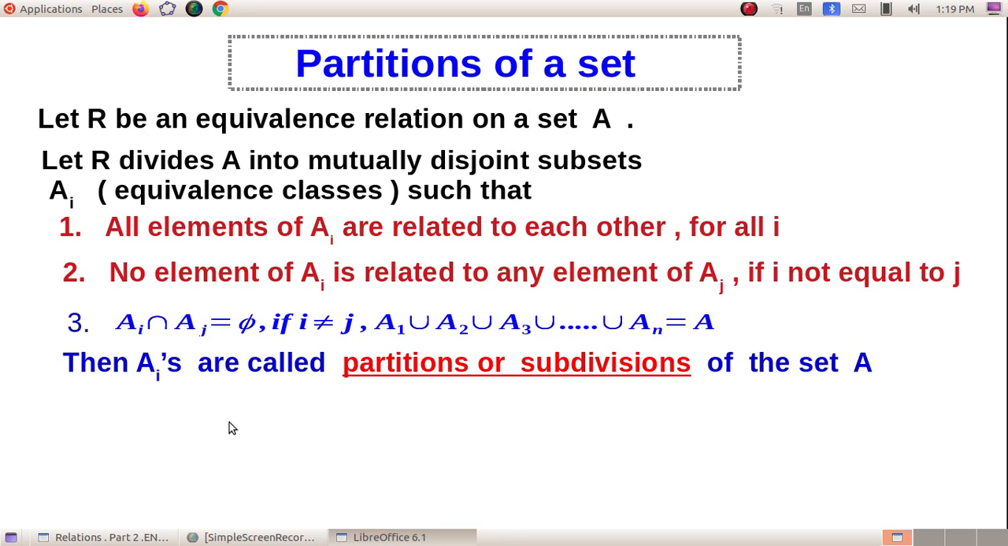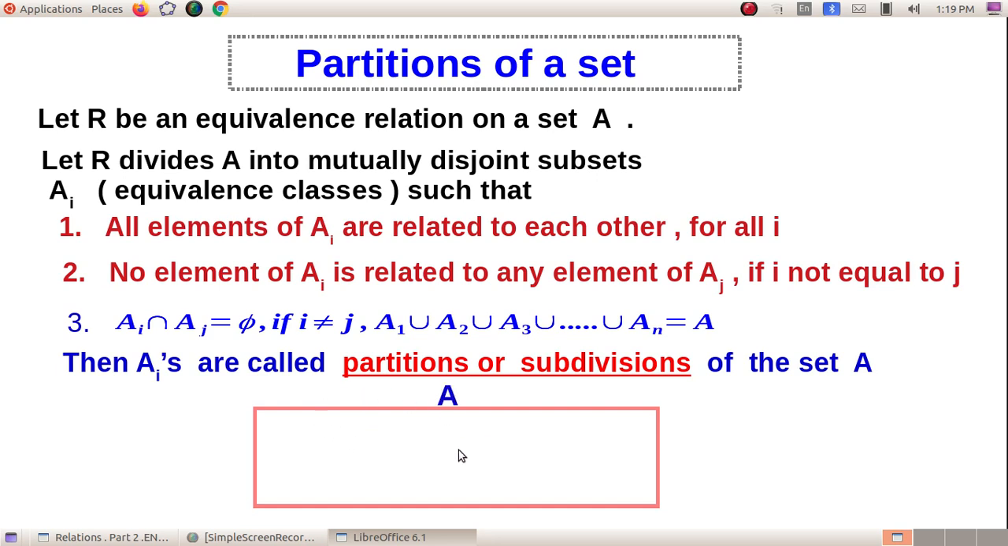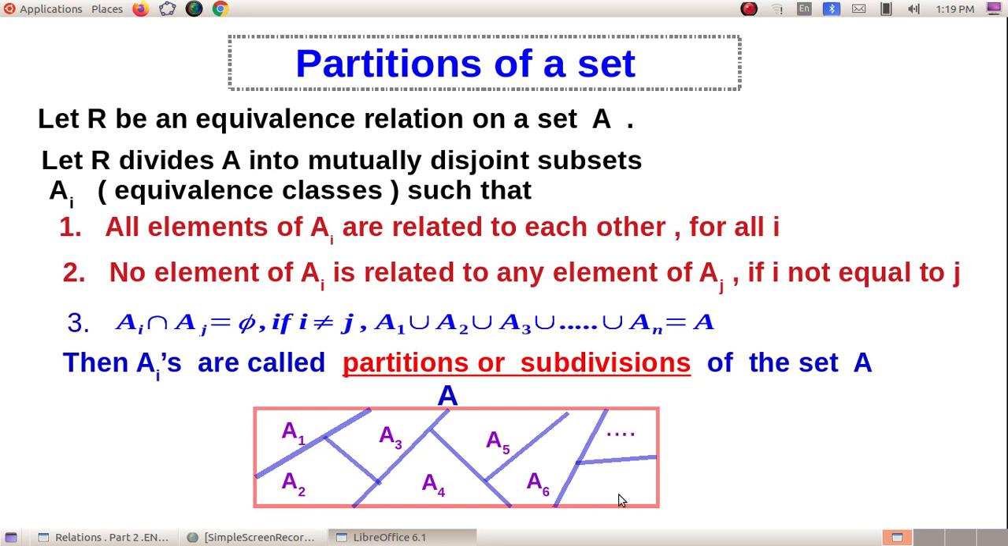Now let us draw its graph here. This is the set A, and I am going to partition this A into different pieces, and their names are A1, A2, A3, A4, A5, A6, etc. up to An. What are the properties of these Ai? Union equals A, intersection equals empty set, elements of Ai are related to each other, no element of Ai is related to any element of Aj. Therefore, this is the representation of a partition of a set A.